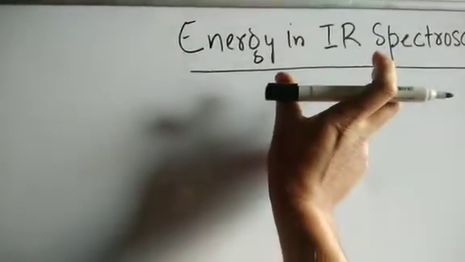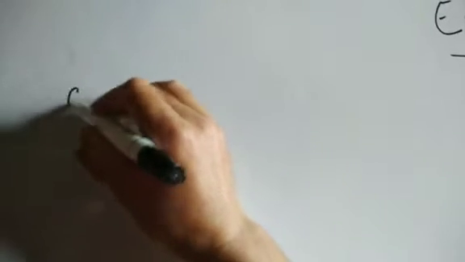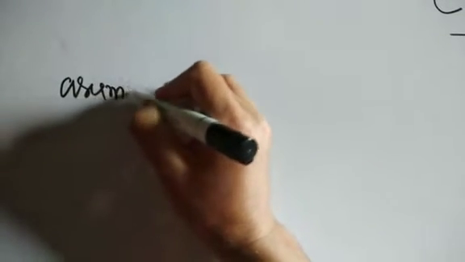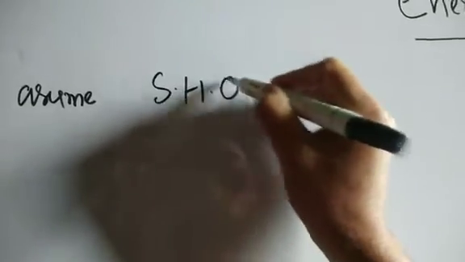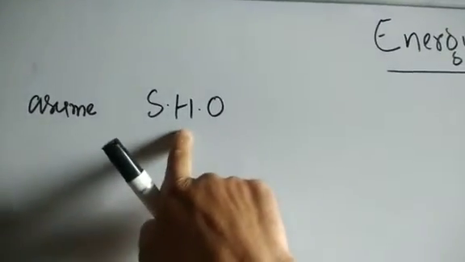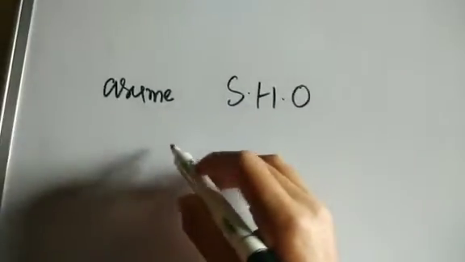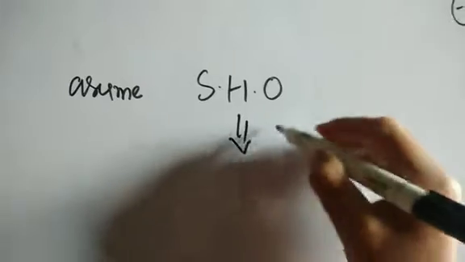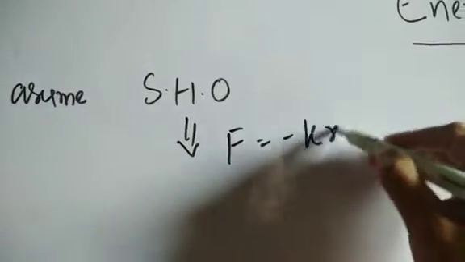The energy of the molecule in IR spectroscopy, we derive that energy. We assume that the molecule is a simple harmonic oscillator, under the limits of a simple harmonic oscillator. What kind of molecule will be a simple harmonic oscillator? When it obeys Hooke's law. So a simple harmonic oscillator obeys Hooke's law, that is F is equal to minus kx.